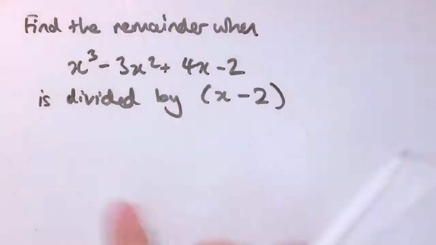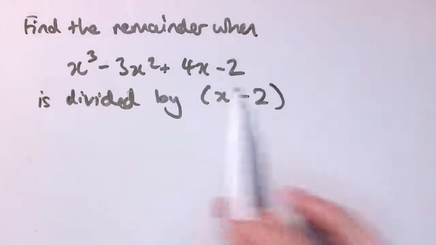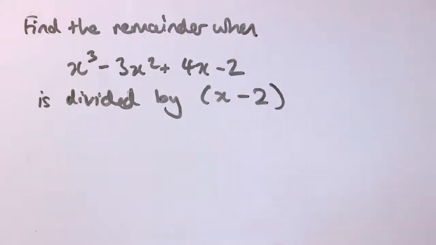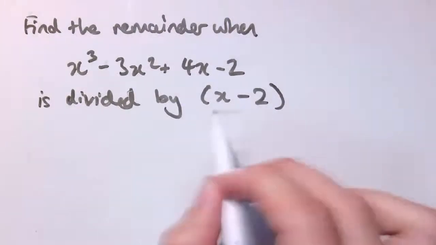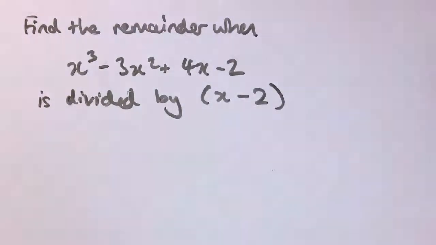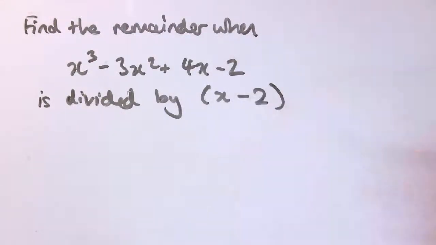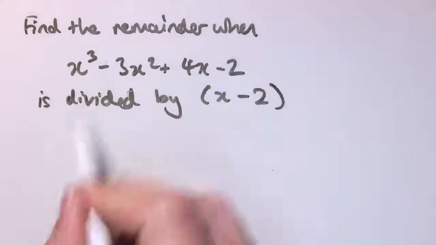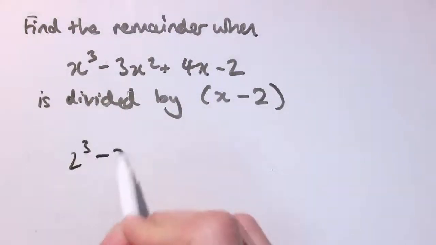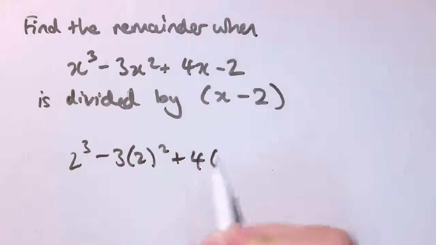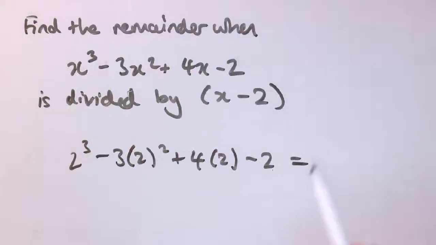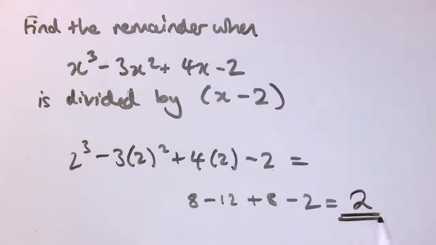So, for example, if I wanted to find the remainder when x cubed minus 3x squared plus 4x minus 2 is divided by x minus 2, all I've got to do is take the number in here, minus 2, make that positive, i.e., do minuses, so it's minus minus 2, so that's plus 2, and put 2 into here. So the answer here would be 2 cubed minus 3 times 2 squared plus 4 times 2 minus 2. Okay, that's 8 minus 12 plus 8 minus 2, so that's 16 minus 14, which is 2.